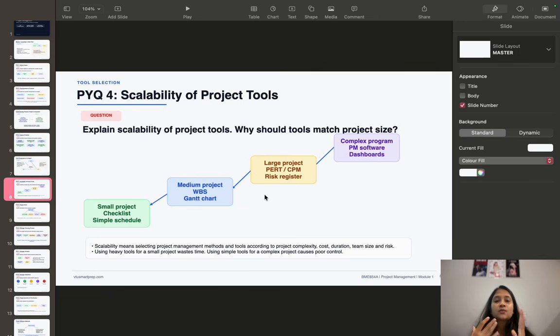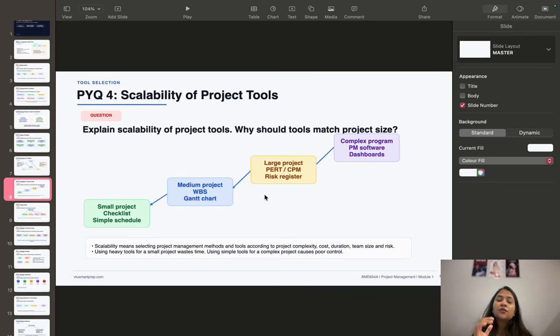The reason is very simple. If we use very heavy tools for small projects, it is going to waste time. If we use simple tools for complex projects, proper control is not possible, right? So the tool must match the project size and complexity.